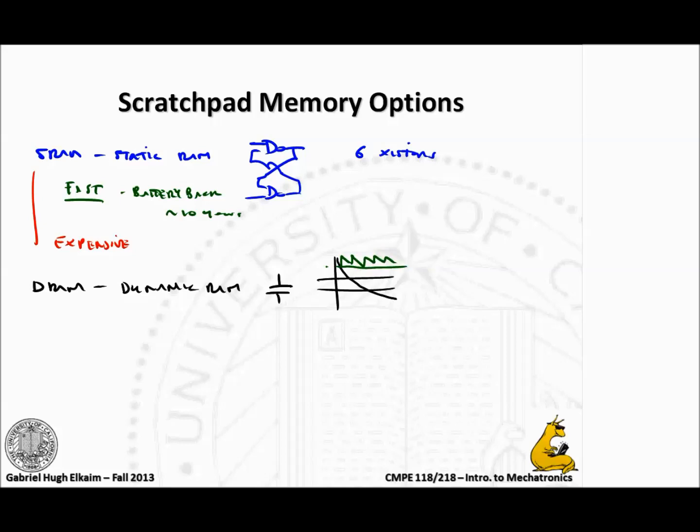So there's a little refresh engine that goes in and constantly lifts everything back up, which means that if you lose power, forget it, there goes your memory, right? Because you're constantly having to refresh it, and if you just don't do anything, it'll all drift to zero relatively quickly. Now, it's got a couple of advantages.